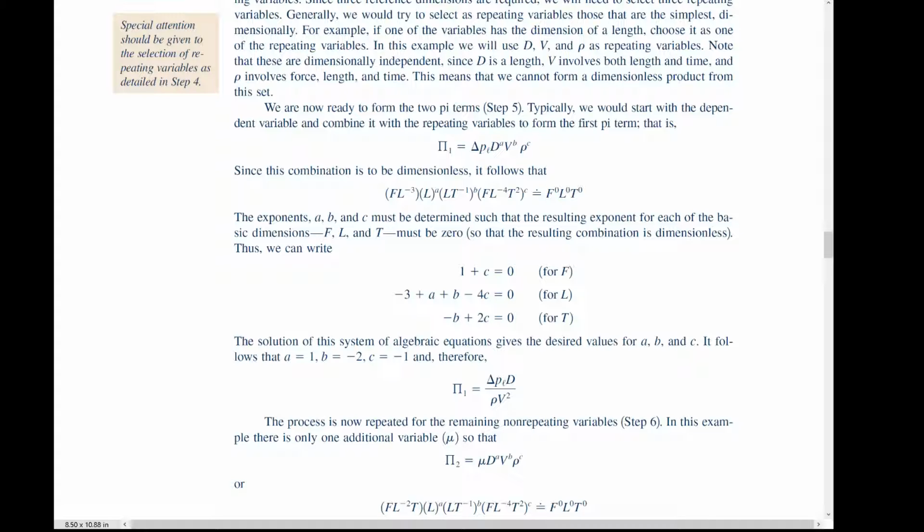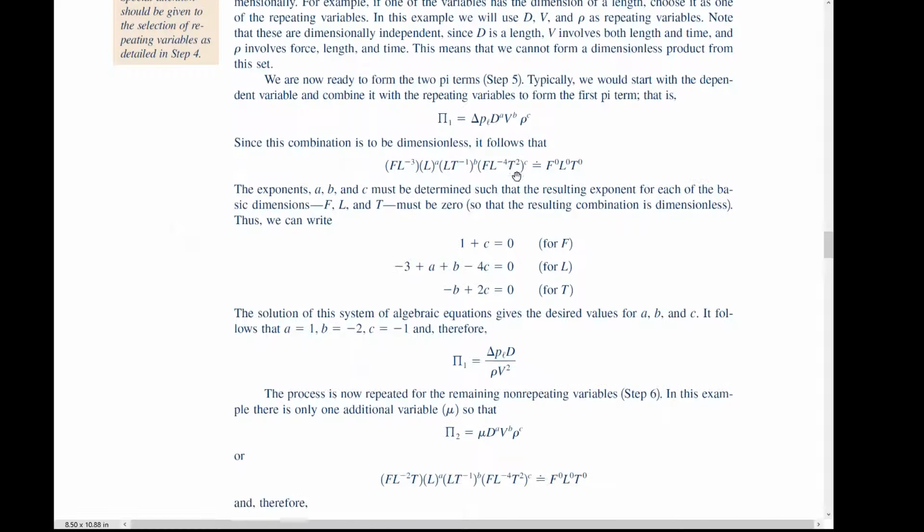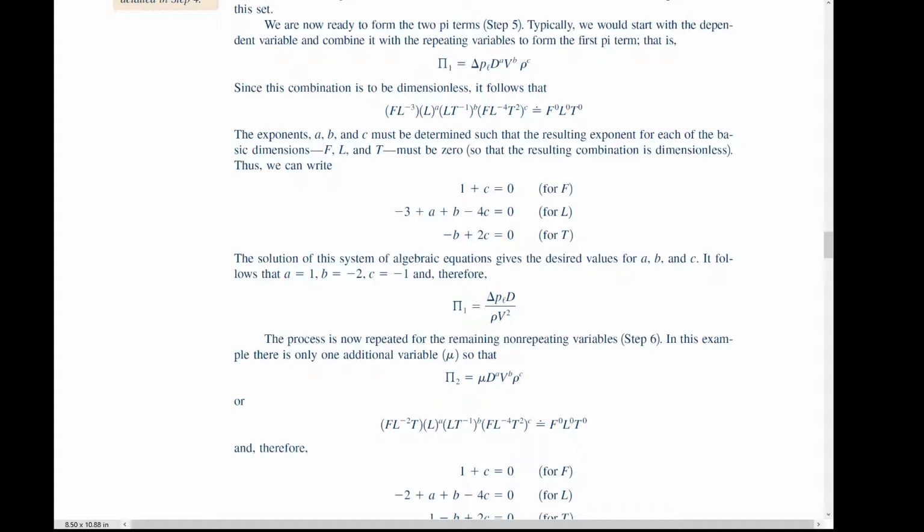Since this combination is to be dimensionless, it follows that f over l cubed times l to the a times l over t to the b times ft squared over l4 to the c dimensionally equals f to the 0, l to the 0, t to the 0, which is 1. The exponents a, b, and c must be determined so that the resulting exponent for each of the basic dimensions f, l, and t must be 0 so that the resulting combination is dimensionless.